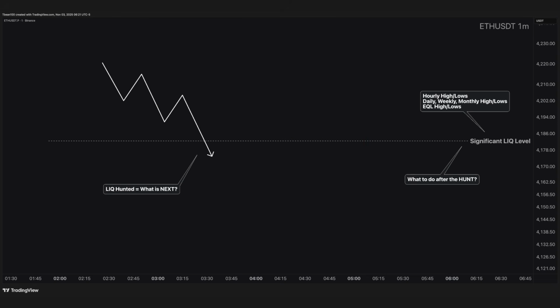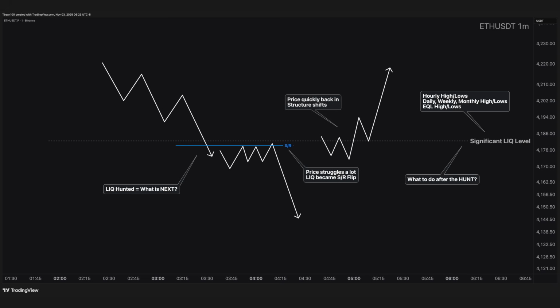For example, if the price struggles to push back up and can't make any meaningful break of structure, what we call a market structure break, that liquidity level often turns into a new support and resistance flip zone, and the move just keeps going in the same direction. On the flip side, if the price jumps back in and starts breaking structures or creating new market structure breaks, that's usually a sign of a reversal forming.